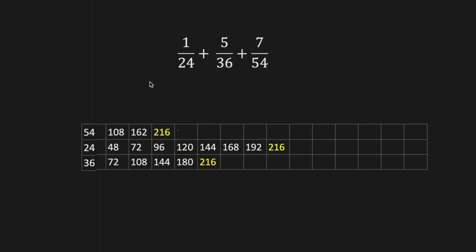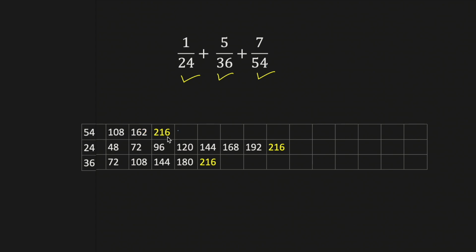How do we add these three fractions? We must first get the denominators the same. That is, we must find the least common multiple of 24, 36, and 54. Here we've listed the multiples of each. 54 times 1 is 54, times 2 is 108, and so forth.